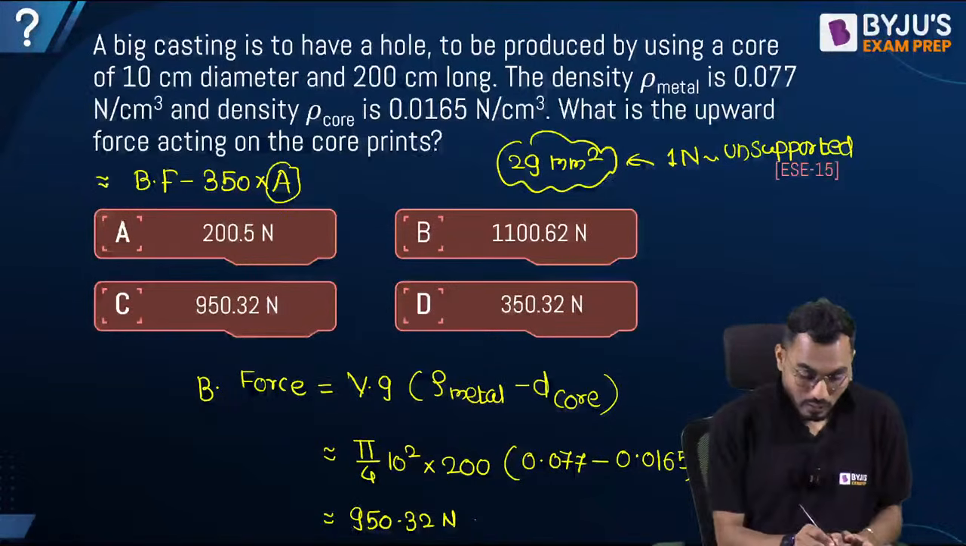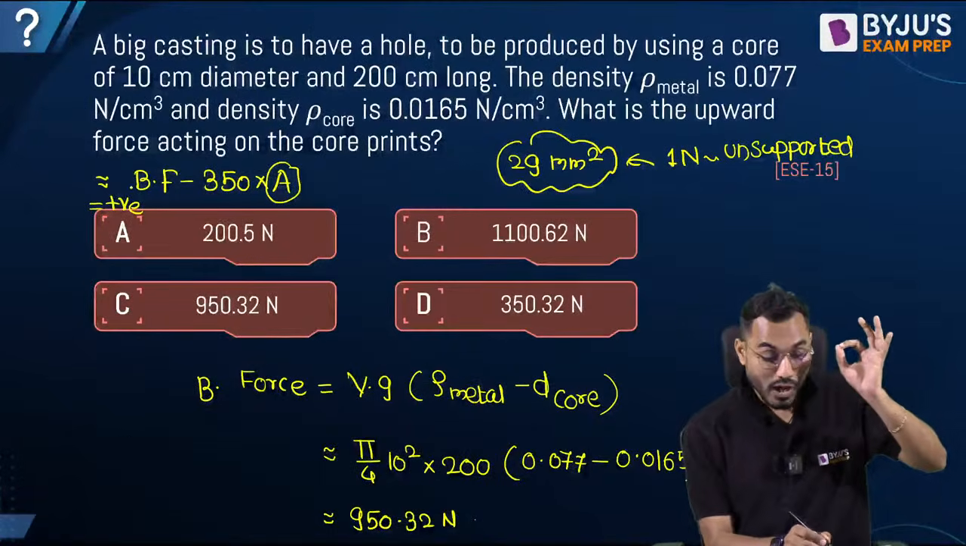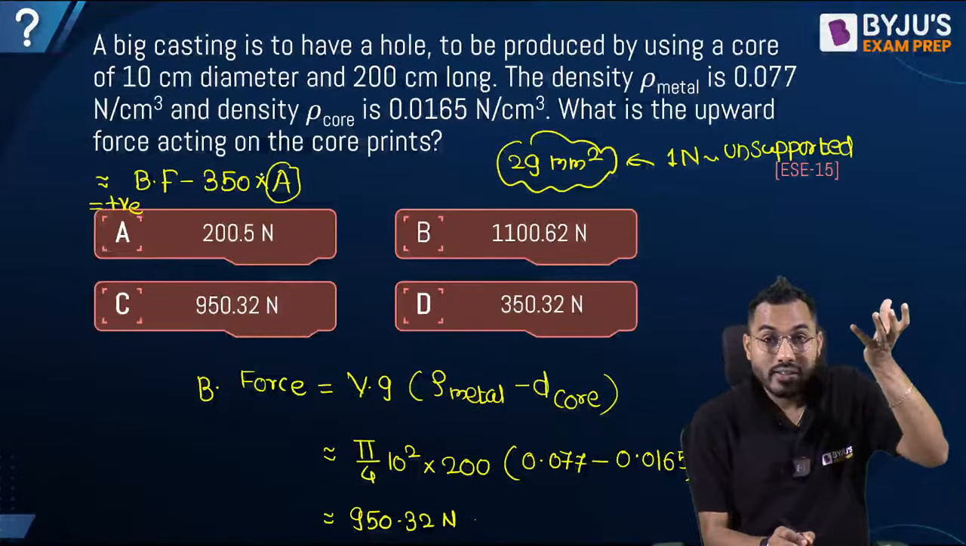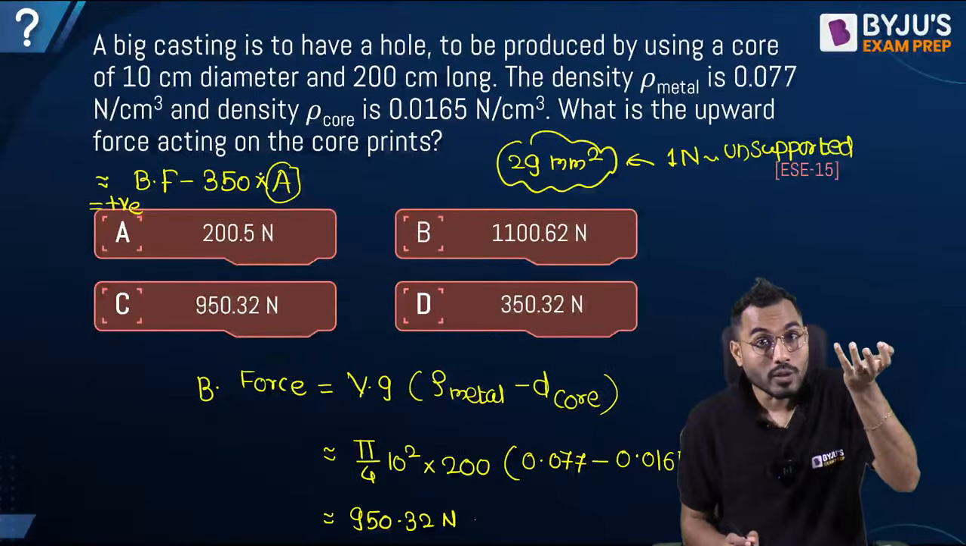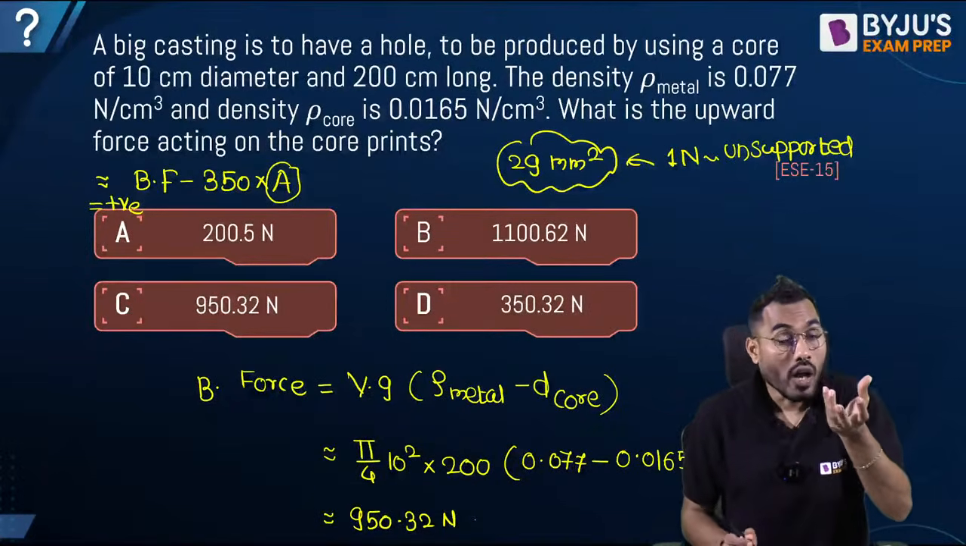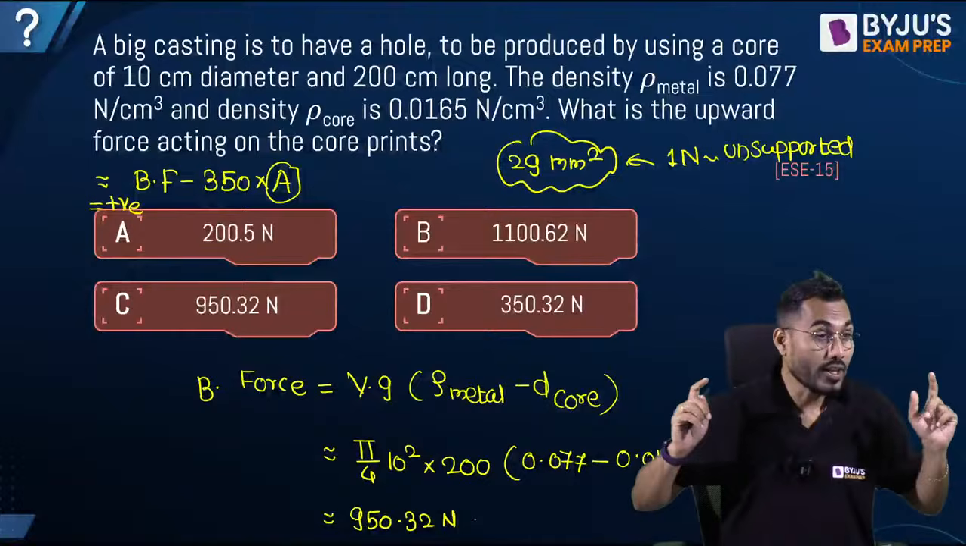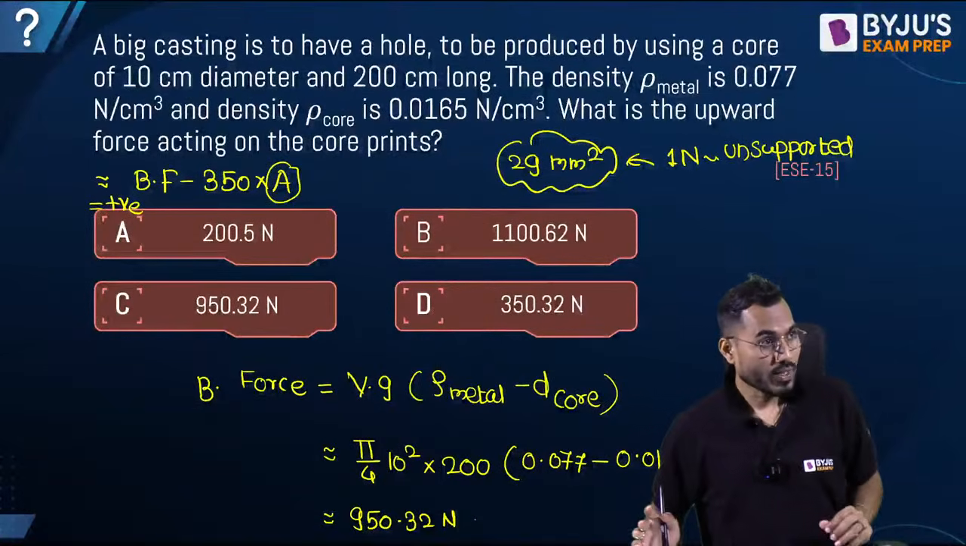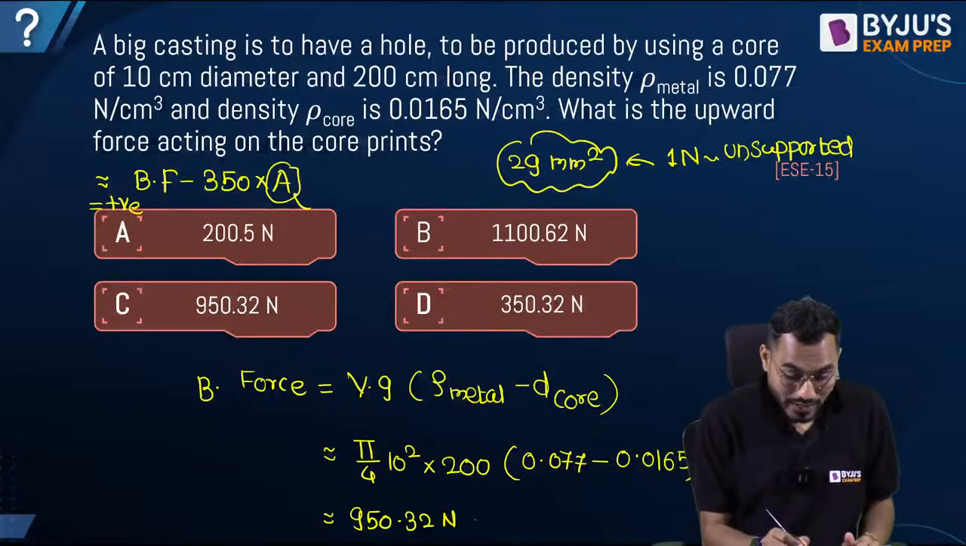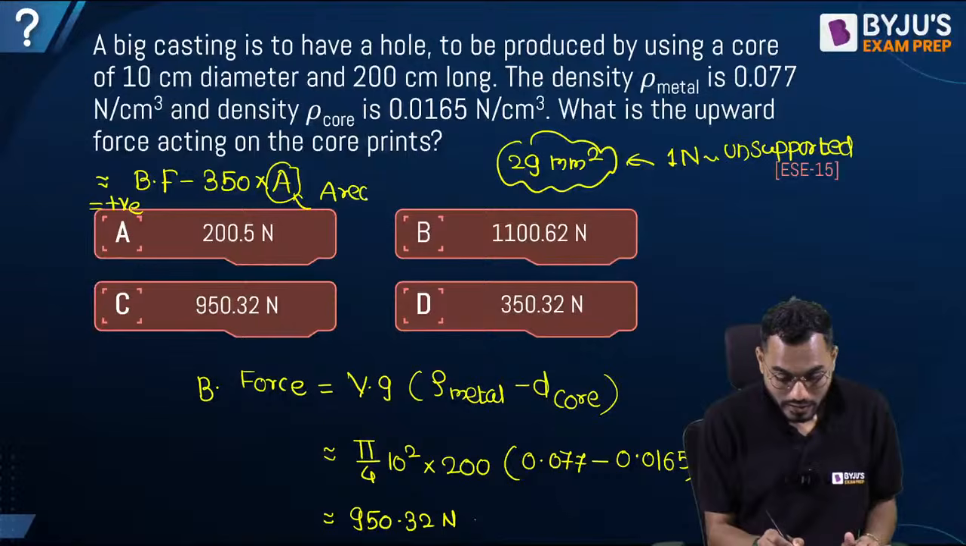Now, if this value is coming positive, when the buoyancy force is greater than this, then this value is positive. That will act as unsupported load, and then chaplets come into the picture. Is it okay? And A stands for what? Area of the core print. A stands for the area of a core print.